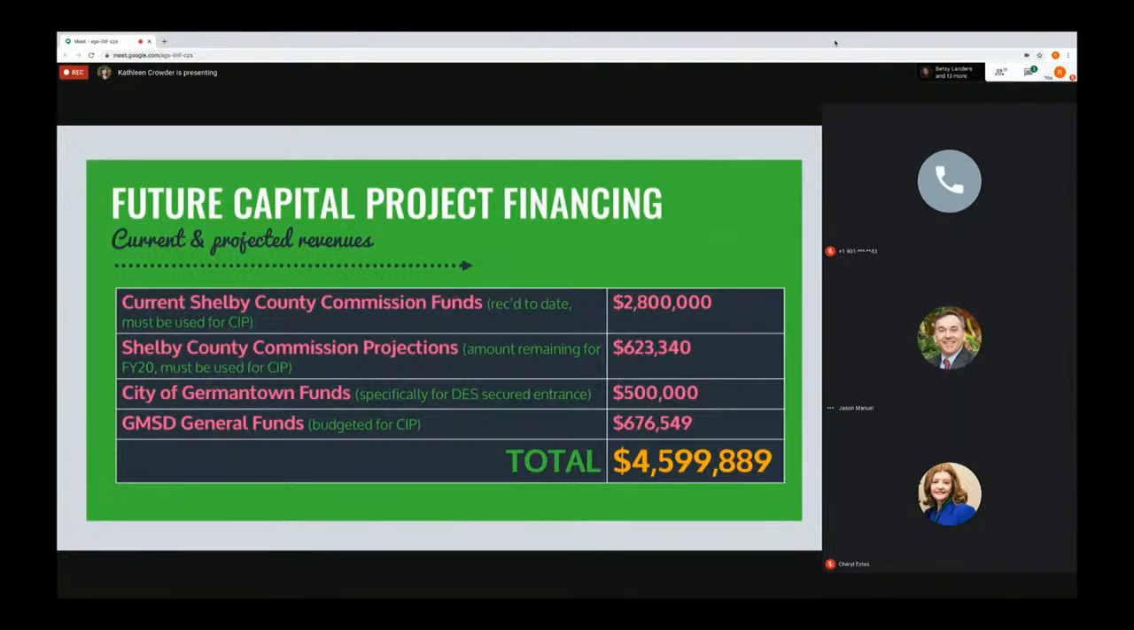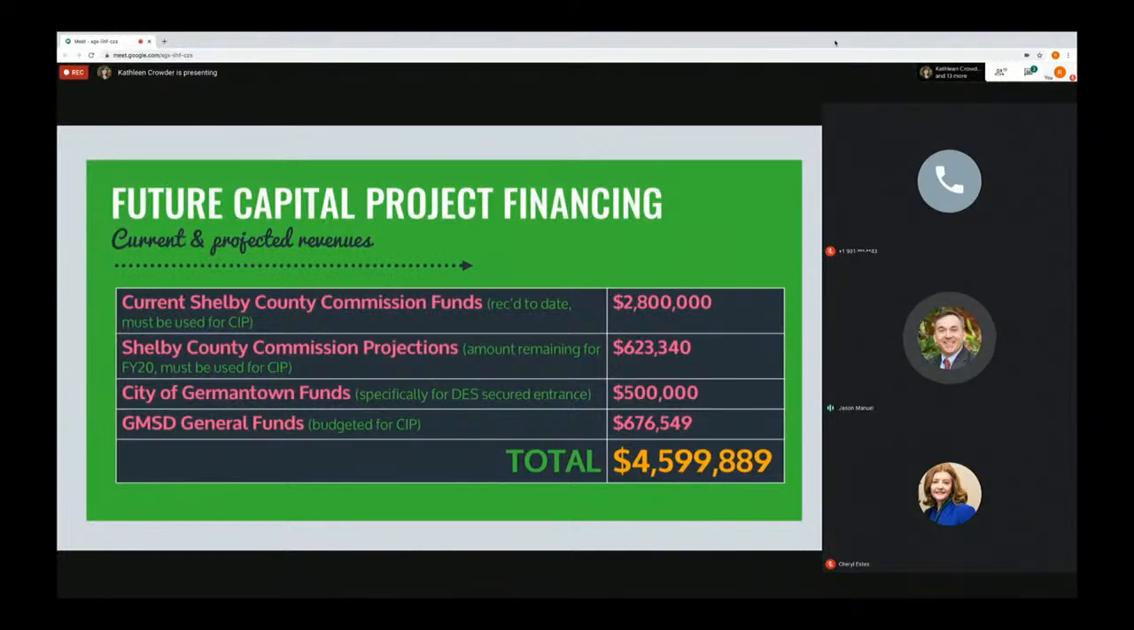The city during last budget season also said that they are going to honor this, going to provide for us $500,000 for a secure entrance at Dogwood Elementary School. And then we still have $676,000 left in our general fund capital improvement budget. So it's almost $4.6 million.